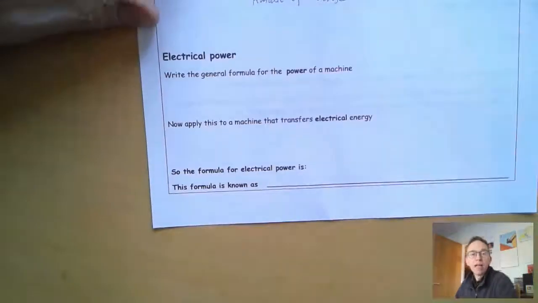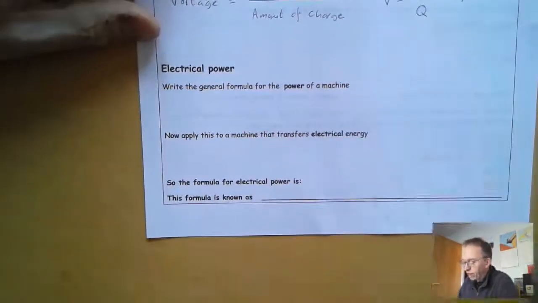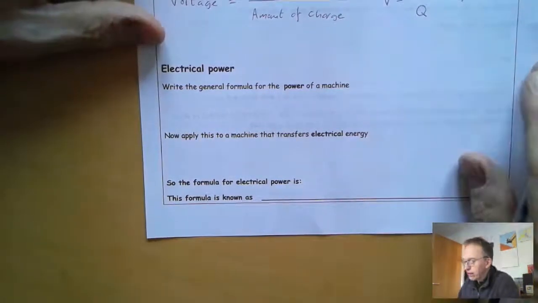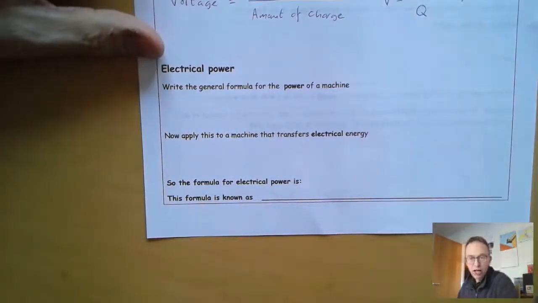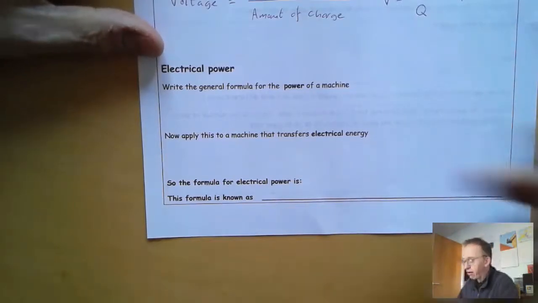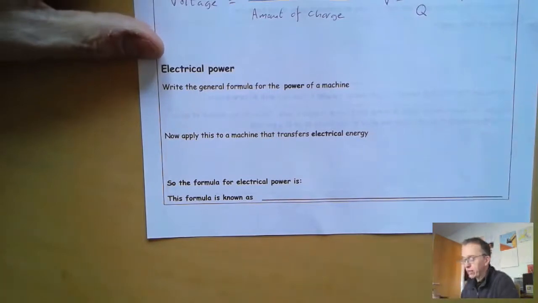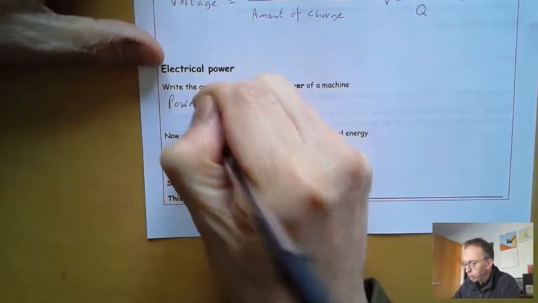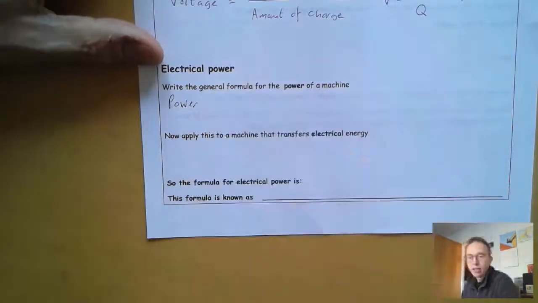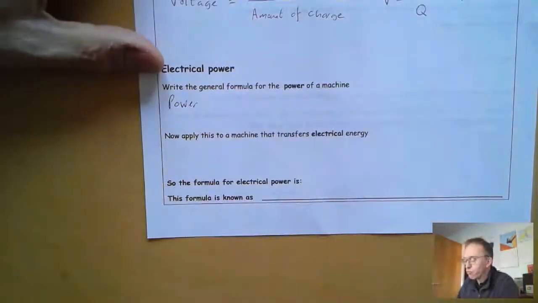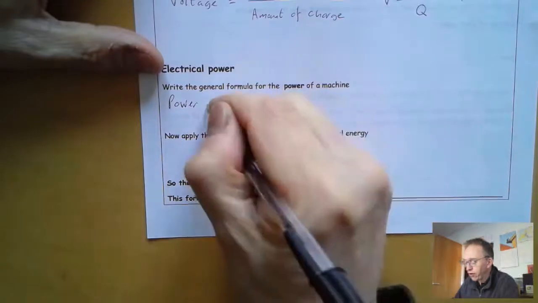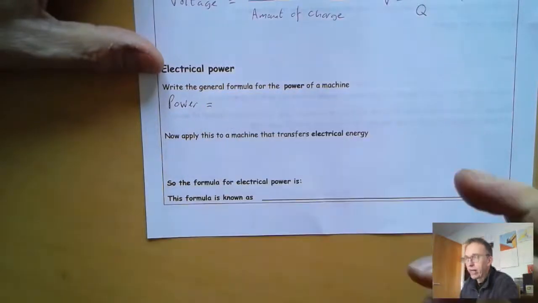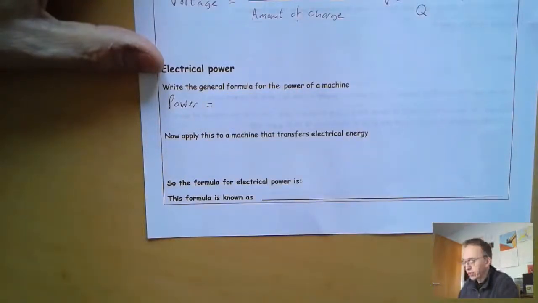Okay, electrical power. Well, you might remember the general formula for the power of a machine, and a machine can be anything. It can be a toaster, it can be a cat, it can be me, it can be a Ferrari. Any machine, anything that transfers energy. And the difference between power and energy is that power is the rate at which energy is transferred. So it's how much energy is transferred per unit time.